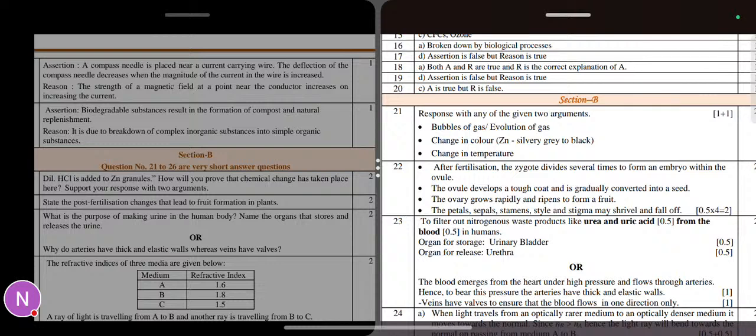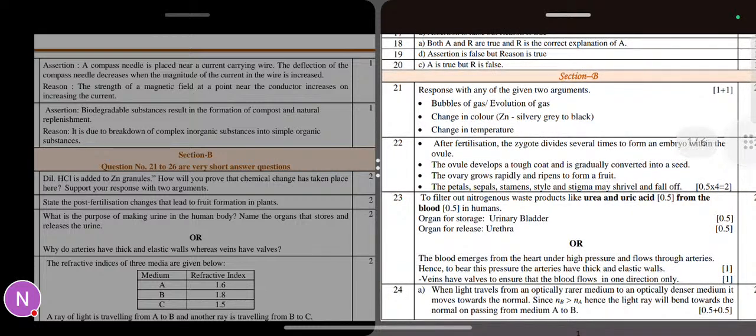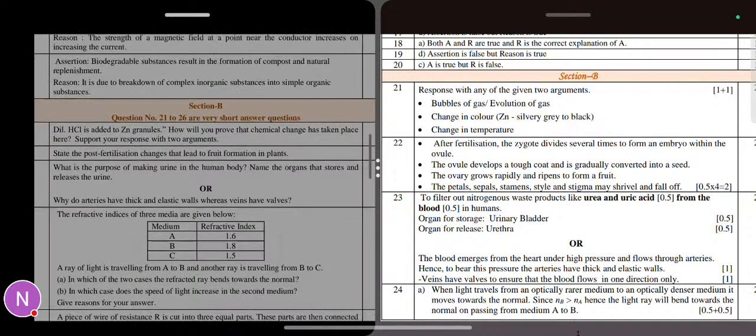The next question they have asked is: why do arteries have thick and elastic walls whereas veins have valves? So the blood emerges from the heart under high pressure and flows through arteries. Hence, to bear this pressure, the arteries have thick and elastic walls, whereas the veins have valves to ensure that the blood flows in only one direction. So one mark for each point of explanation, and you will get 2 marks.